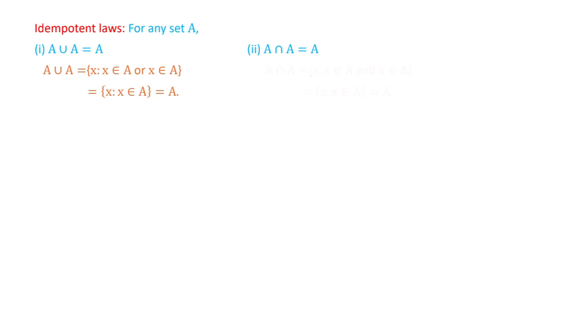Similarly, when we are saying A intersection A is A, A intersection A is equal to all those x such that x belongs to A. Now we have intersection over here. Intersection means we are talking about AND. We are saying x belongs to A and x belongs to A. So we can write it in this way, this is equivalent to x such that x belongs to A, and this is the definition for the set A. So these are the idempotent laws.